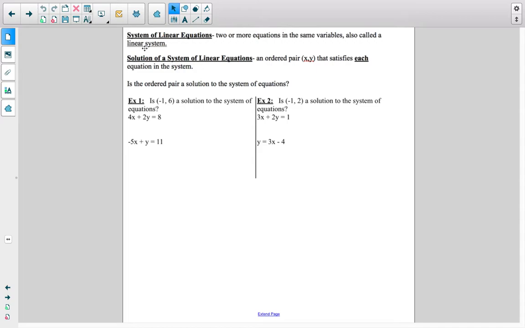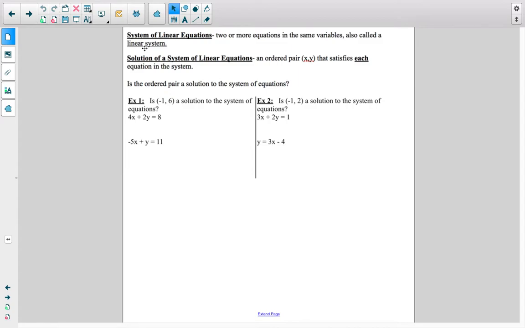It's two or more equations in the same variables, and it's also called a linear system. And a solution to a system of linear equations is an ordered pair in x and y that satisfies each equation in the system, or both equations in the system.